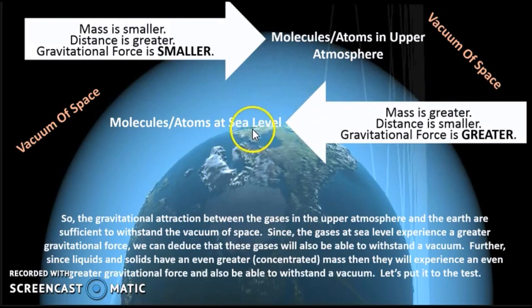Since the gases at sea level experience a greater gravitational force, we can deduce that these gases will also be able to withstand a vacuum. Also, since liquids and solids have an even greater concentrated mass, they will experience an even greater gravitational force and also be able to withstand a vacuum. So let's put that to the test.